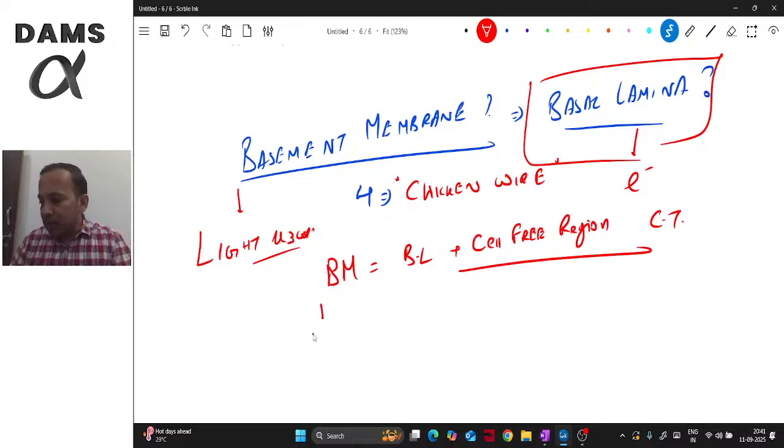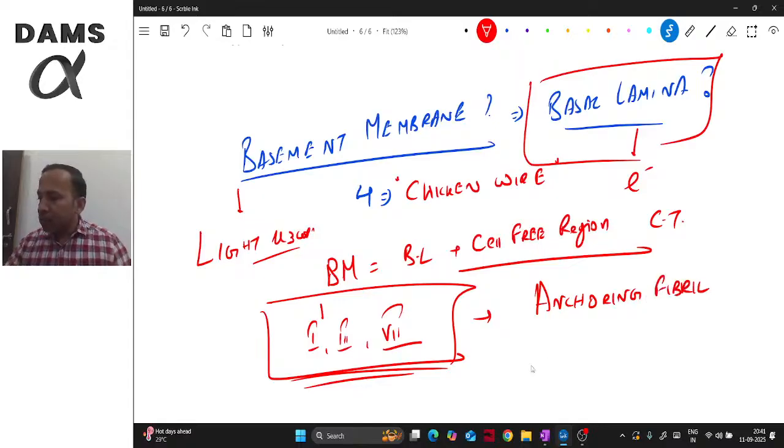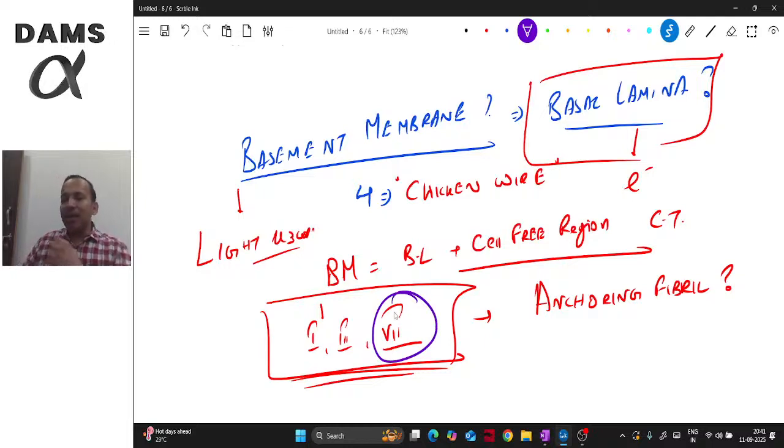Which are those? Type 1 will be there, type 3 will be there, type 7 will be there. So which of these do you think is the anchoring fibril? We have a little time. I thought time would be short, but we have sufficient time. Yes, very good. Type 7 is the anchoring fibril.